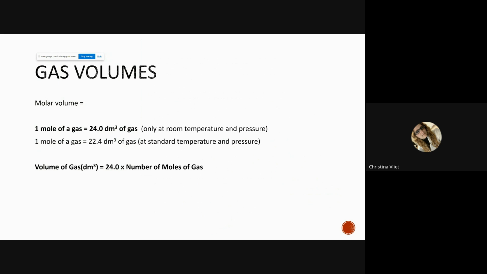All right, gas volumes. Here we go. First definition is molar volume. Molar volume: what this means is the volume of a gas in 1 mole of a gas.